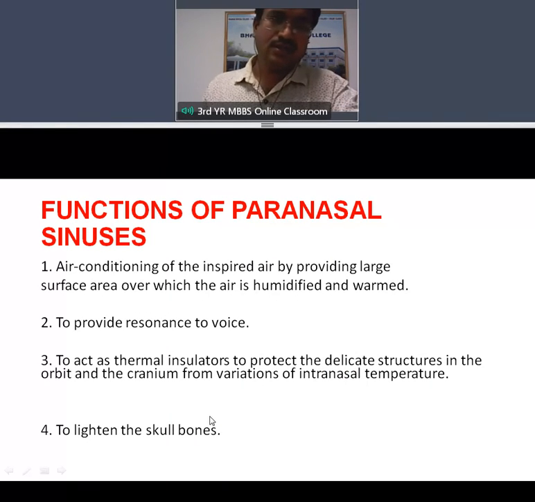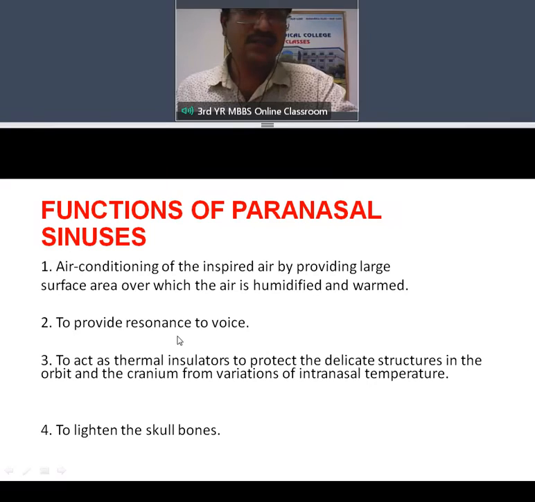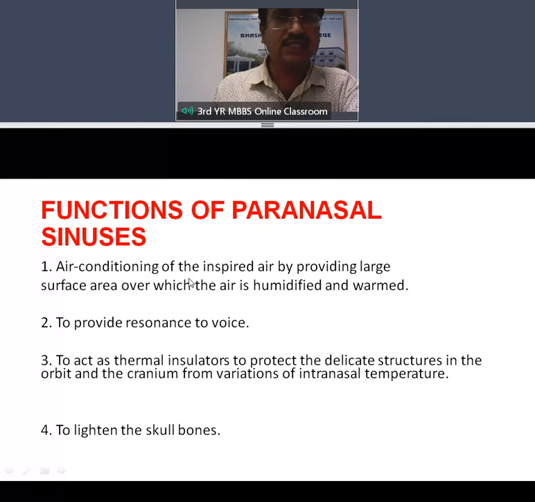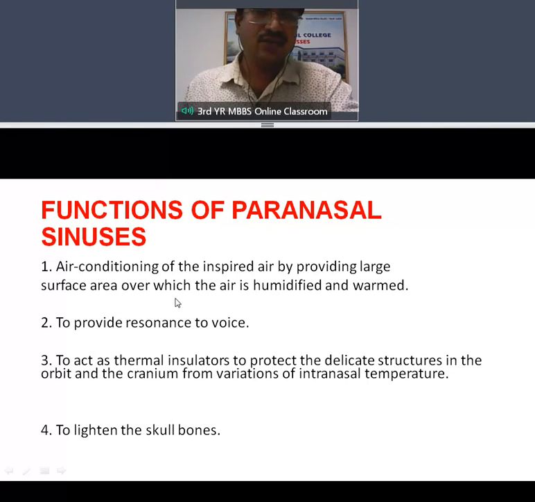Like the nasal cavities, the paranasal sinuses have some specific functions. Number one is air conditioning of the inspired air, by providing a large surface area over which the air is humidified and warmed. Like in the nasal cavities, these paranasal sinuses are also lined by mucosa, which helps in air conditioning of the inspired air. It will provide resonance to the voice.